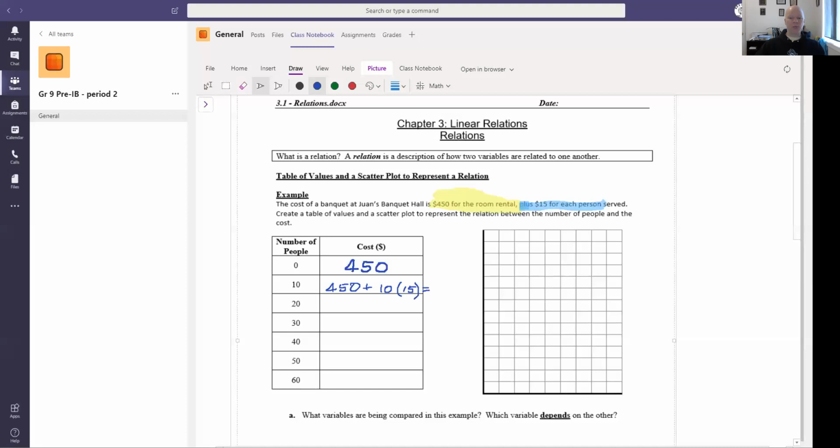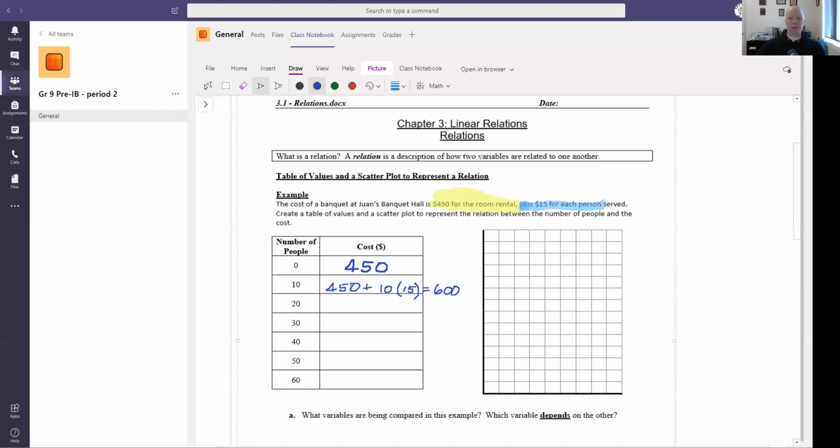So 10 times 15, well, we have to use GEDMAS again, so we have to make sure we follow the order of operations. So 10 times 15 would be 150. 150 plus 450, that would be 600. Okay, so if 0 people show up, the person running the banquet is going to owe the banquet hall $450. If 10 people show up, they'll be owing them $600.